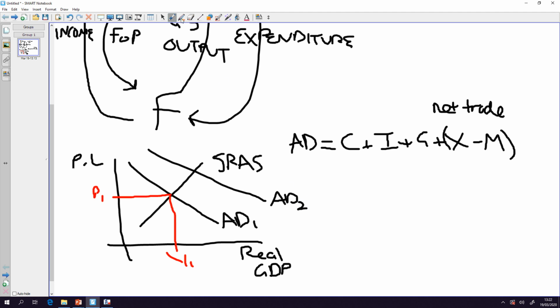Now, of course, this will be driven by either a growth in consumption, a growth in investment, a growth in government spending, more exports, and/or fewer imports. And we've done a lot of work on different factors that could affect aggregate demand. So to give you a few ideas, AD might move outwards due to an increase in consumption.